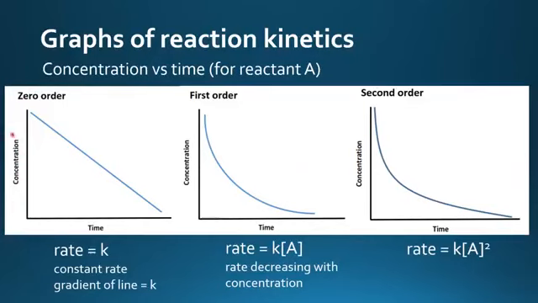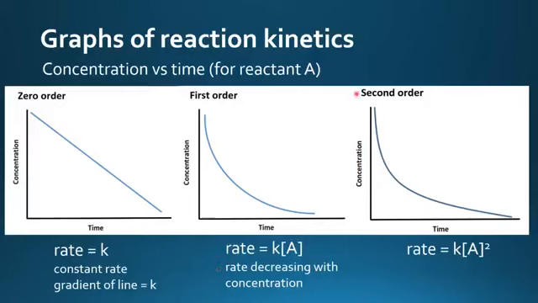On the y-axis we have concentration, on the x-axis we have time. So for a zero-order reaction, the rate equals k, we have a constant rate, and the gradient of the line equals k. Next is a first-order reaction. The rate equals k times the concentration of A, and we have this curved line. The rate is decreasing with concentration.